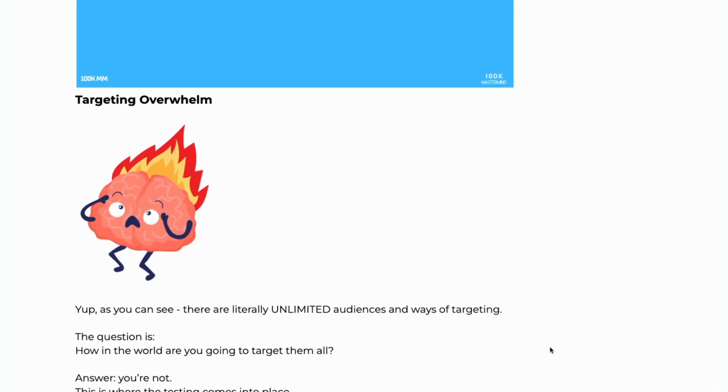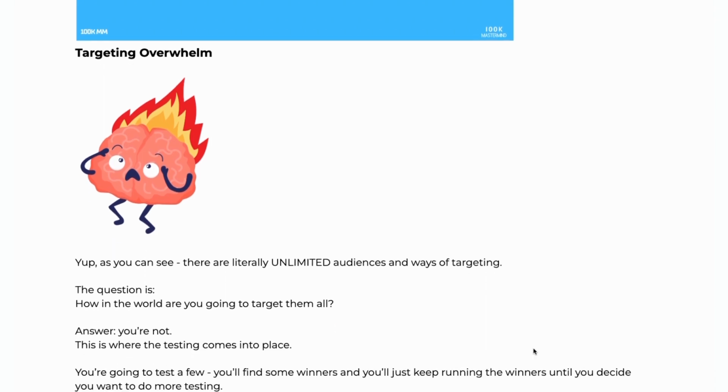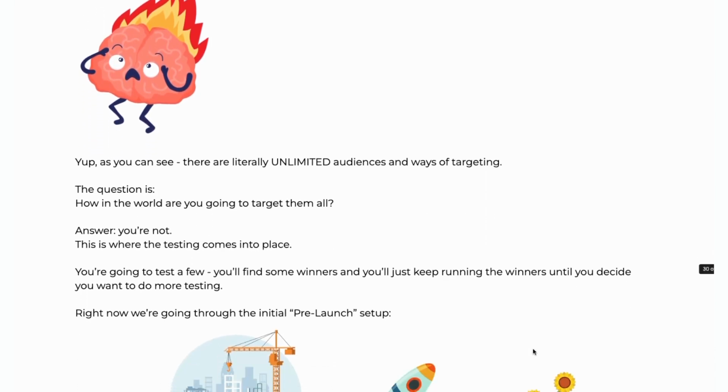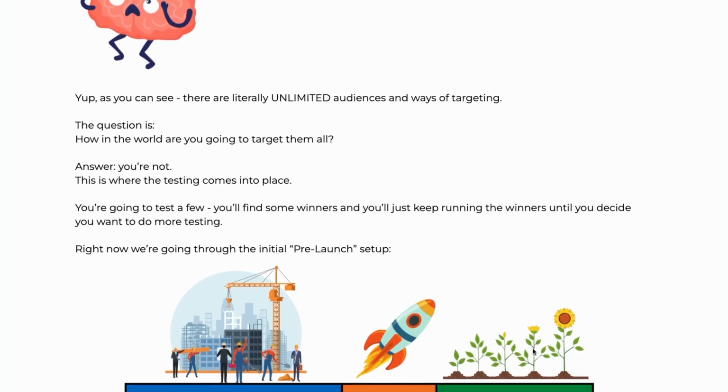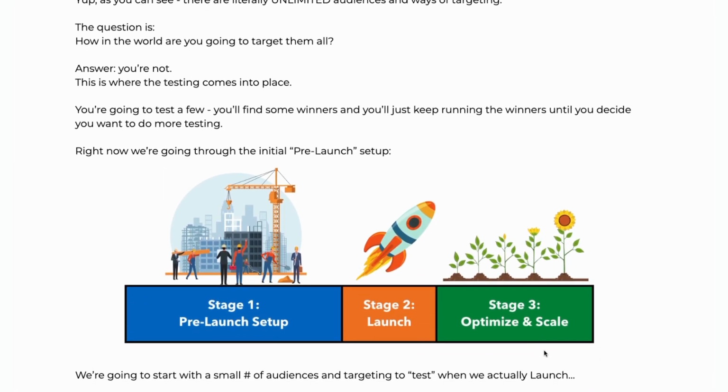How do we target them all? And the answer to that question is you're not going to target them all, right? Because this is really where the testing actually comes into place. As you get into the action steps of the upcoming training sections, you're going to have a massive list of things that you want to test one day. And you're going to select a handful, right? 1, 2, 3, 4, 5, whatever, depending on your budget. You're going to select a handful and then you're going to test that.